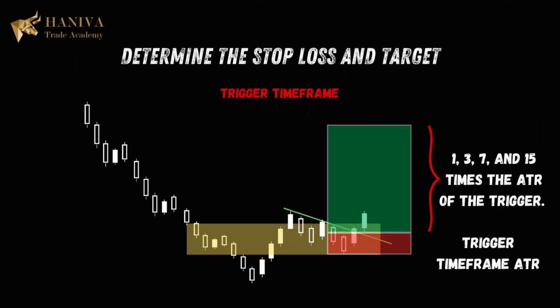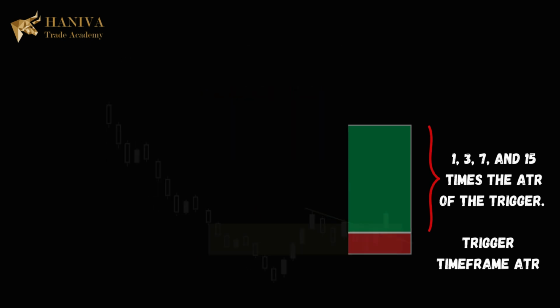Step 6. Determine the stop loss and target. In this style, we determine the stop loss and target based on the trigger timeframe ATR. This means the stop loss is equal to the trigger timeframe ATR, and the target can be considered as 1, 3, 7, and 15 times the ATR of the trigger. In the future, we will provide complete training on determining stop loss and target systems.